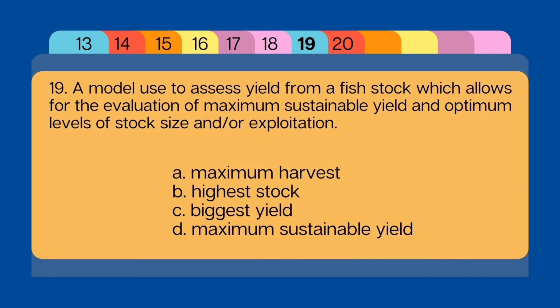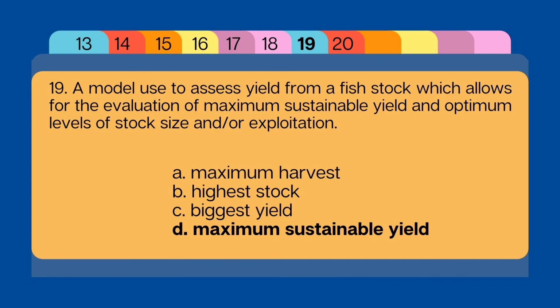Number 19. A model used to assess yield from a fish stock which allows for the evaluation of maximum sustainable yield and optimum levels of stock size and or exploitation. A. Maximum harvest. B. Highest stock. C. Biggest yield. Or D. Maximum sustainable yield. The answer is D.